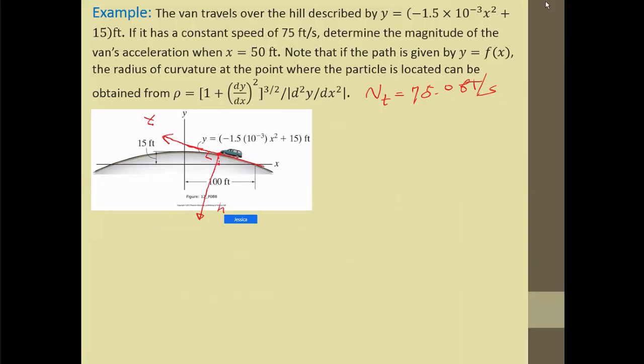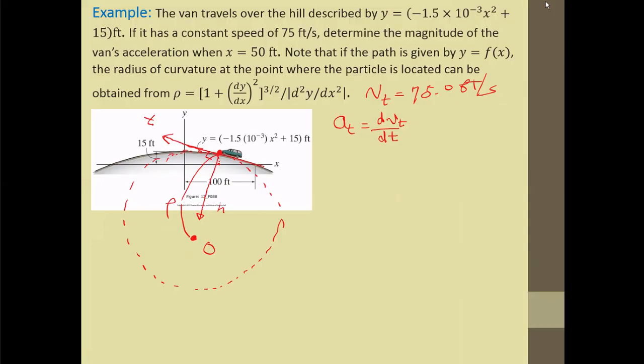Now, when x equals 50, at that point the curve is shaped like an arc of a circle of radius rho. This is the center. Determine the magnitude of the van's acceleration. Okay then, a sub t is dv over dt. V sub t is given as constant, so it'll obviously be 0.